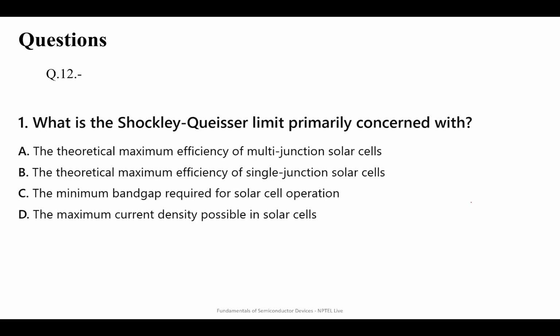What is the Shockley-Queisser limit primarily concerned with? The theoretical maximum efficiency of multi-junction solar cells, theoretical maximum efficiency of single junction solar cells, minimum band gap required for solar cell operation, maximum current density possible in solar cells. Sir, I think theoretically maximum efficiency of single junction solar cell. That is correct. So the Shockley-Queisser limit gives the theoretical maximum energy efficiency of single junction solar cells. So do you know the Shockley-Queisser limit for silicon solar cells? At 33%, I think.